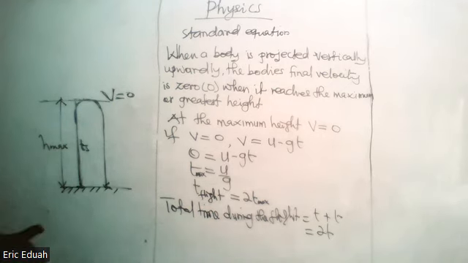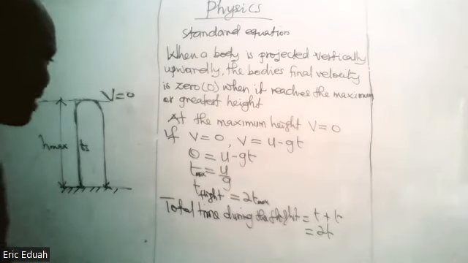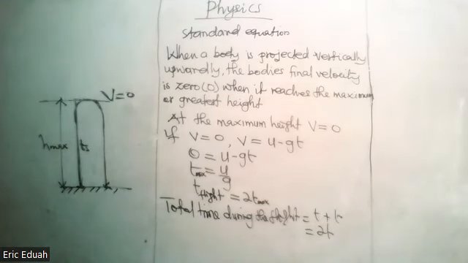Good. Then what is the total distance covered? Yaba, what is the total distance covered during the whole flight? Yaba, you've gone to sleep. Okay, please, class. What's the total distance covered? Anybody? U squared over G. Come again. U squared over G.